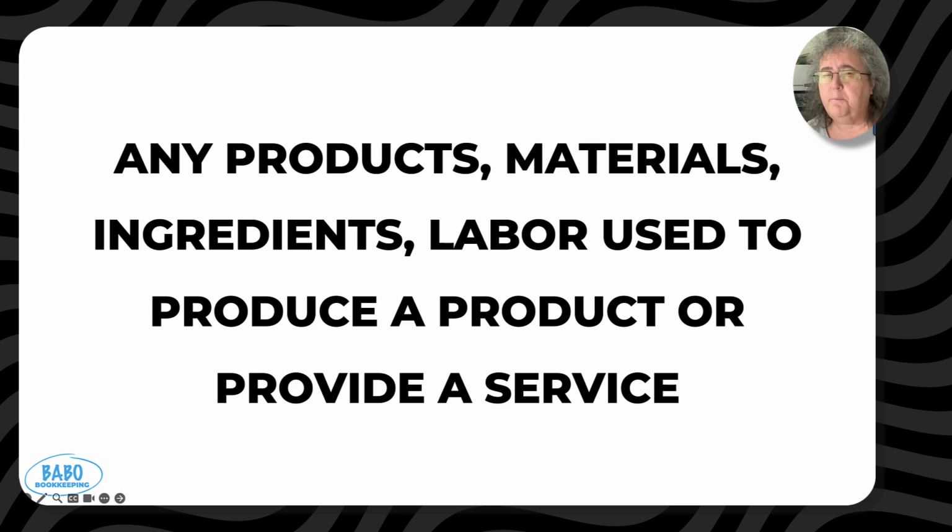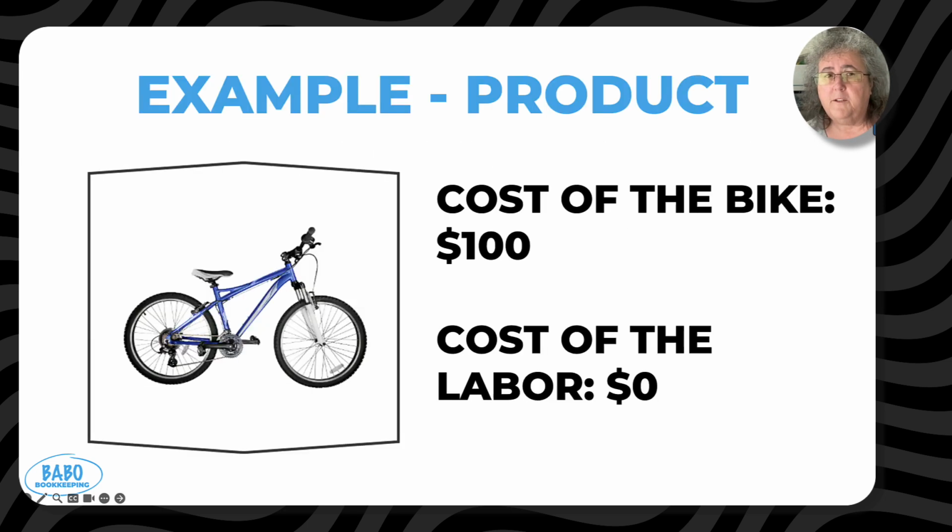We're going to go over some examples to make this a little easier because sometimes this can get confusing for some folks. Now, let's take our first example as a bicycle. Let's say that you sell bicycles, but you buy them already assembled. So it's a pre-assembled bicycle. Well, the cost of that is $100 for you as a cost of goods. There's no labor involved because all you're doing is taking it off of a truck and then turning around and selling it to somebody else. There is no labor involved.